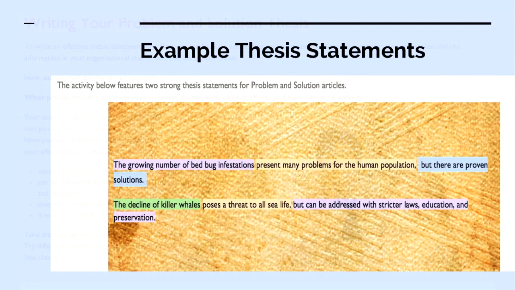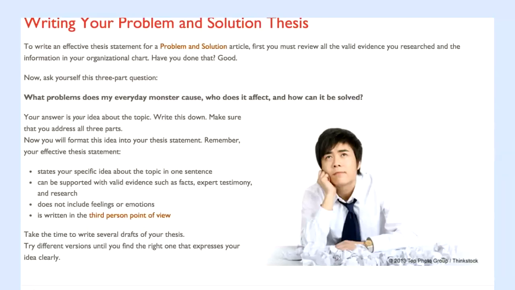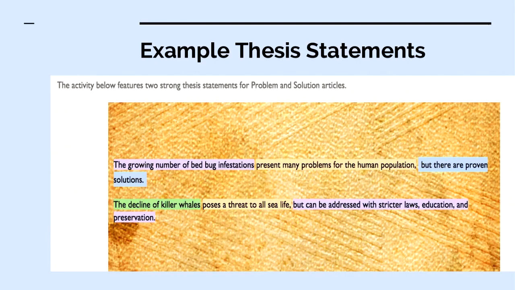So let's look at example thesis statements. Here are 2 strong thesis statements for problem and solution articles. Okay. The growing number of bed bug infestations present many problems for the human population, but there are proven solutions. Okay, so let's look at the 3 things. What problems does it cause? Who does it affect? And how can it be solved? Okay, the problem is growing bed bug infestations. It presents a problem to the human population, but there are solutions.